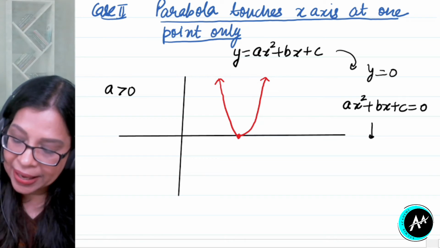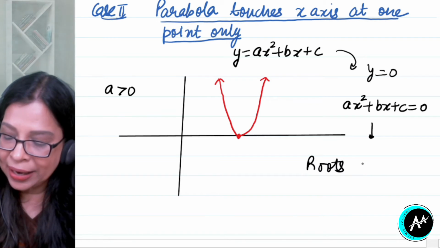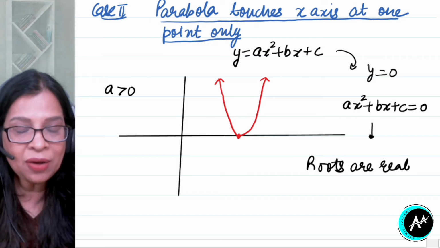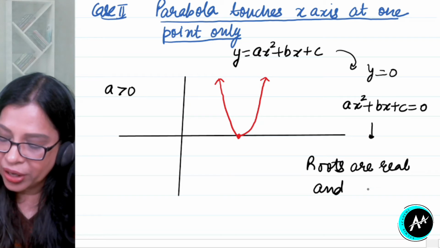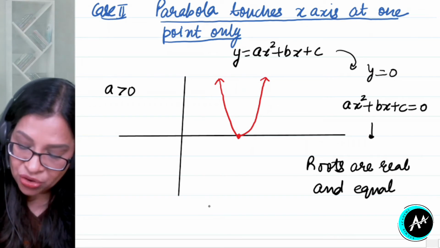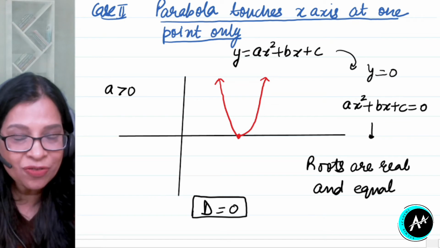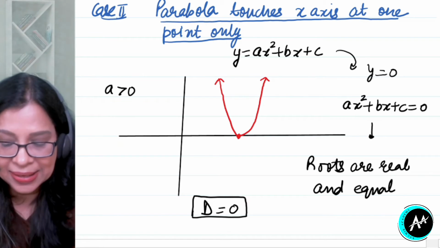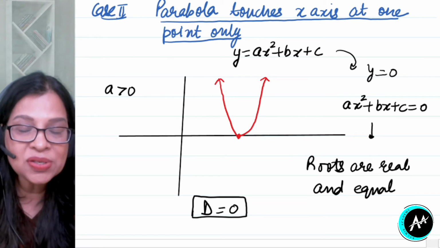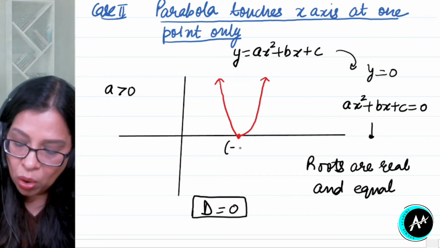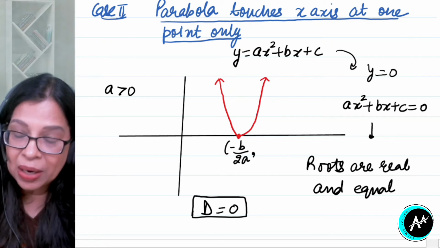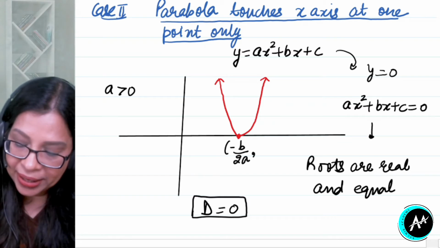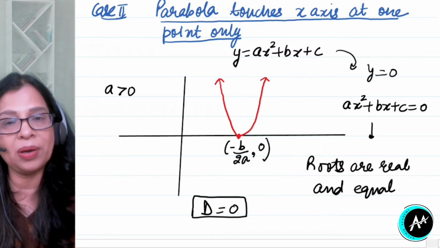So that means in this case roots are real and equal. Got it? Because only one point is there where parabola is touching x-axis. So roots are real and equal. And when are roots real and equal? When discriminant is 0. So when discriminant is 0, that will be the case when parabola is touching x-axis. And this point will also be the point of minima. So what will be the coordinates? X coordinate will be minus b upon 2a, and since d is 0, remember minimum y was minus d upon 4a. So d is 0, so obviously in this case minimum value will be 0.